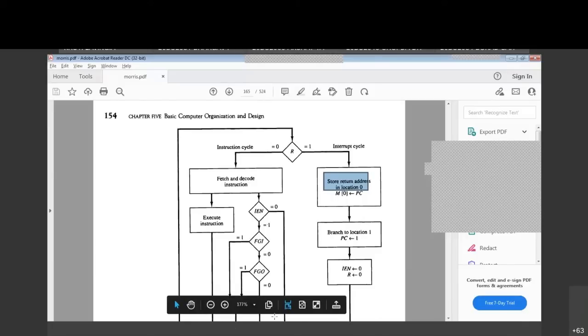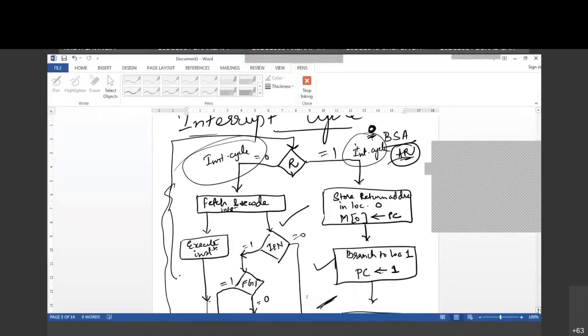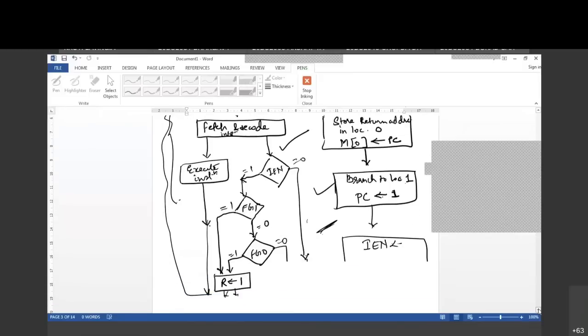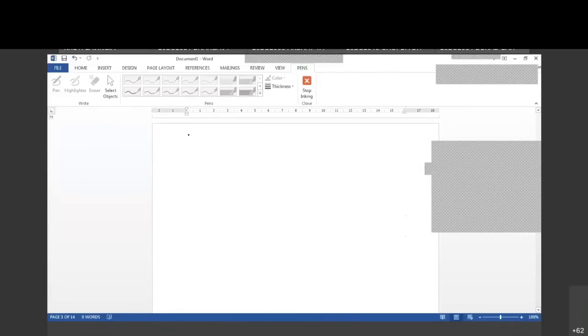Okay, so now from this flow chart, let us see the register transfer statements for interrupt cycle. That was our flow chart. Okay, so now let us see the register transfer statements for interrupt cycle.